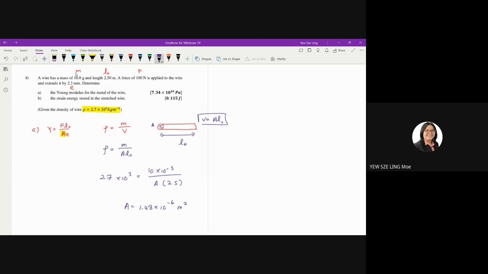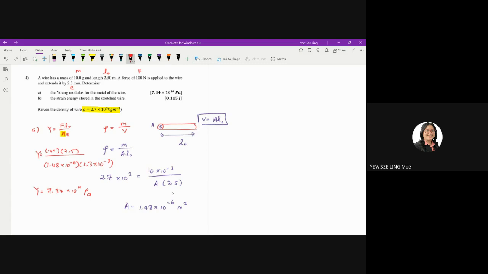Now that you have A, you can then calculate the Young modulus for the metal of the wire. So Y equals, given force 100, L naught 2.5, over A, 1.48 times 10 to the power of negative 6, and then the extension 2.3 times 10 to the power of negative 3 meter. So be careful. Make sure everything is in SI unit, all right? So the Young modulus is then equal to 7.34 times 10 to the power of 10 Pascal.